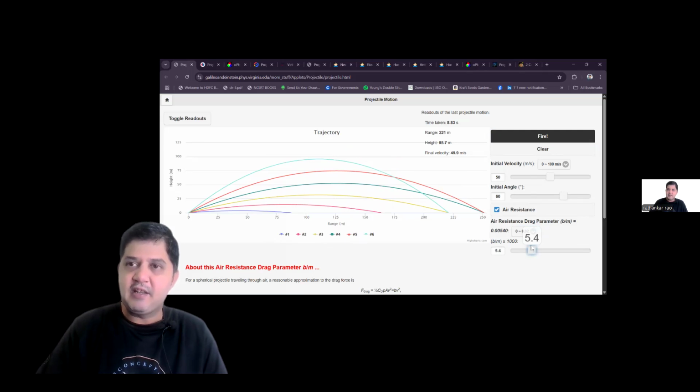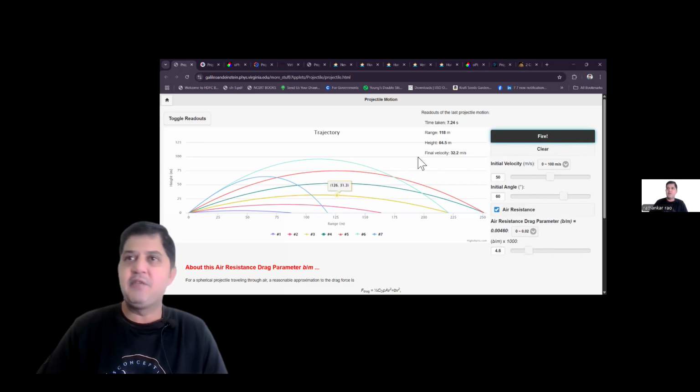I'll make it a little bit higher. I'll make it 4.6, which is given by some parameter b by m, which is not there in their syllabus, but at least it will help them understand that there's some air resistance over here. Let me fire this at the same 60 degrees. The same 60 degrees, I get it over here, right?